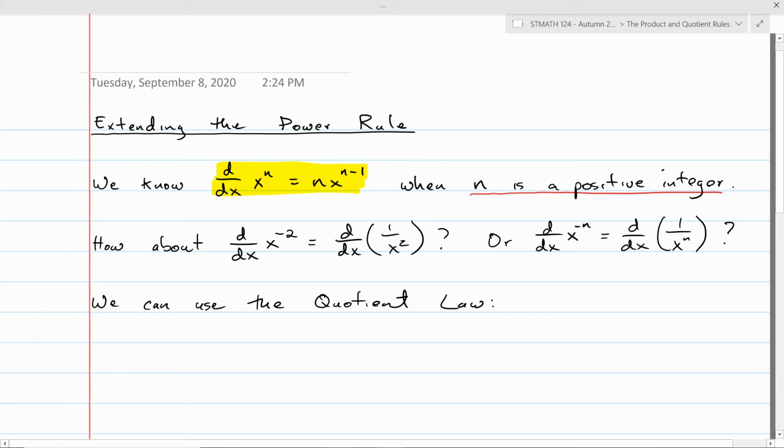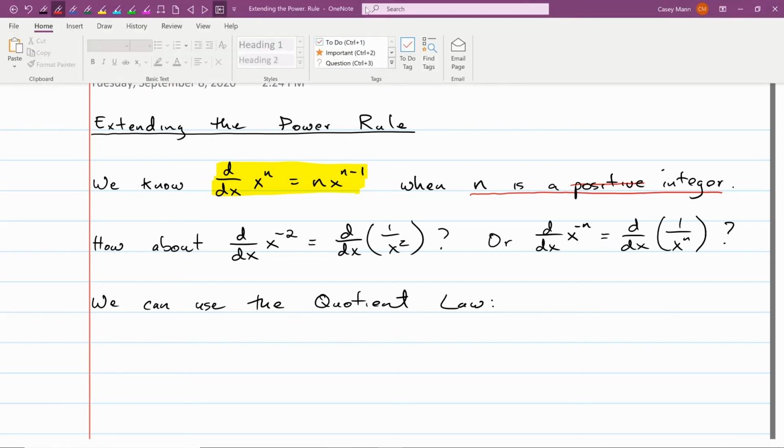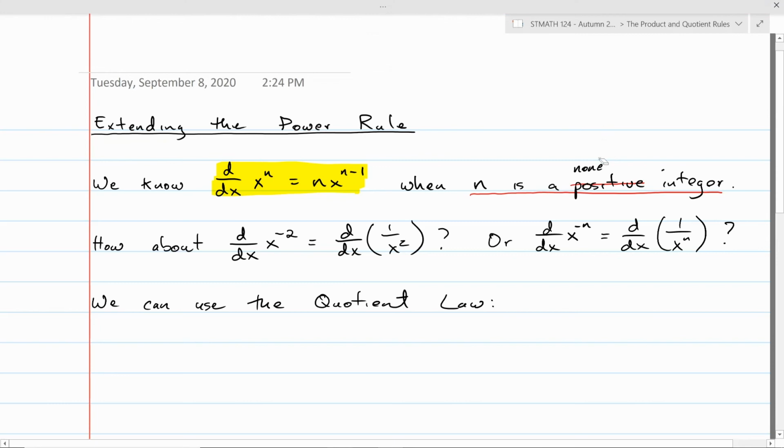Actually, I take that back. We should use the word non-negative here. We can do 0 exponents with the power rule. But anyway, that was the power rule that we had. And so we could do things like the derivative of x to the 4th, but it wouldn't apply to the derivative of x to the negative 3rd.